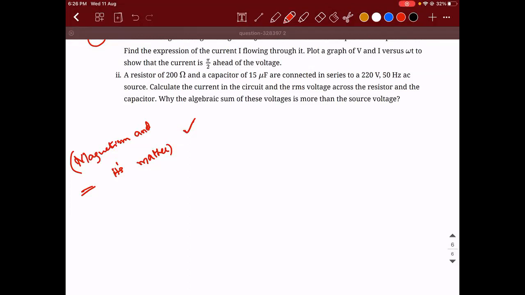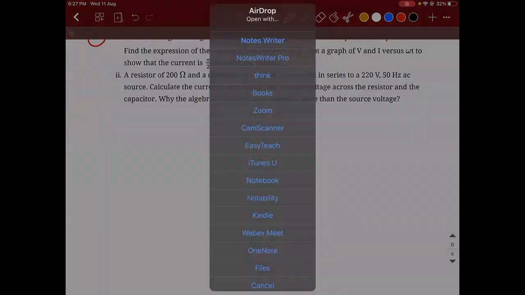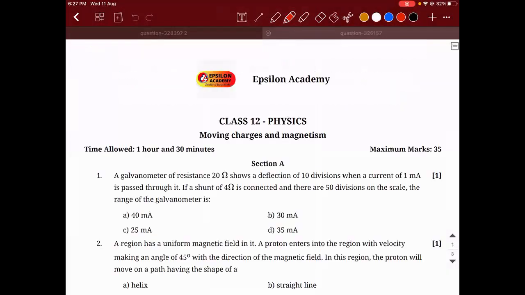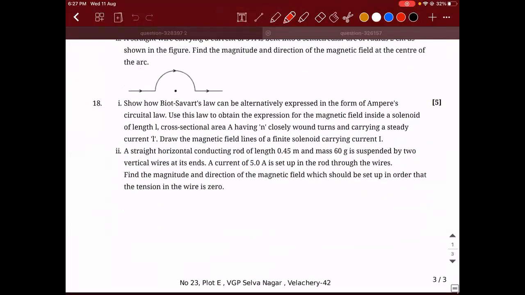Please tell me, I'll be happy if you guys ask. Sir, I have a doubt in the fourth test, sir. That's test number 4, the fourth chapter. The 18th sum, the first part only, can you explain it? The first part, I had a doubt like Biot-Savart's law can be alternatively expressed in the form of Ampere's circuital law. How to derive this?